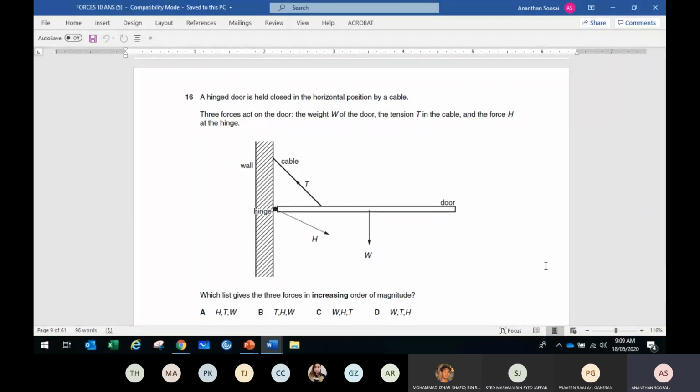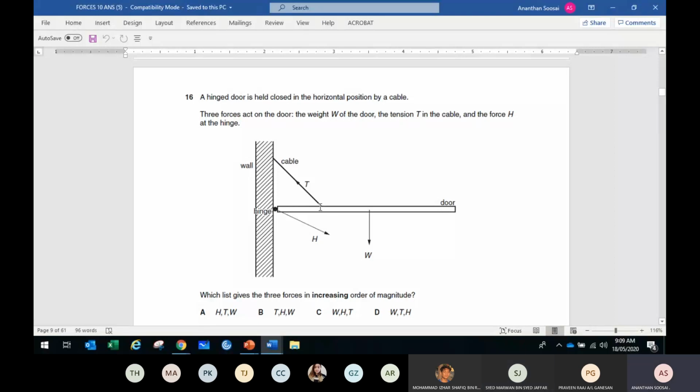Why H must be the second highest? Why H must be greater than W? How do you know, with the reason? You're taking moment about which point? You can compare them. Because H is a shorter distance than W. Shorter what distance? Shorter perpendicular distance. You are taking moment about which point, then you can compare them. You want to compare H and W, take moment about which point?